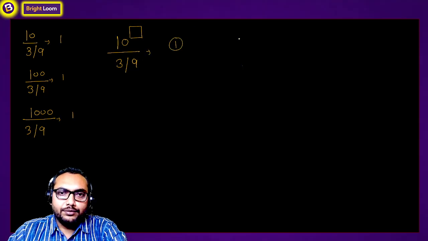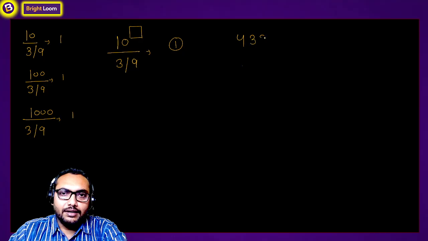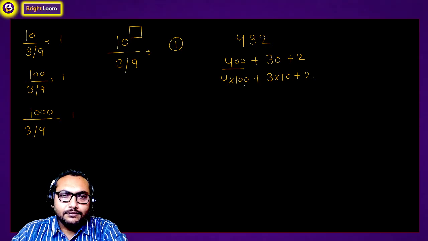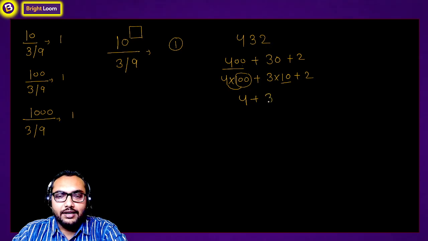Suppose I want to check whether 432 is completely divisible by 3 or not. So can I write 432 as 400, which is 4 times 100, and 30, which is 3 times 10, plus 2, right? Now I know if I divide 100 by 3, I get 1 as my remainder, so 4 times 1, which is 4. If I divide 10 by 3, I get a remainder of 1, so 3 times 1, which is 3, and then plus 2, right?